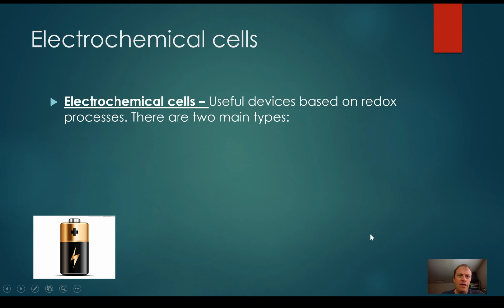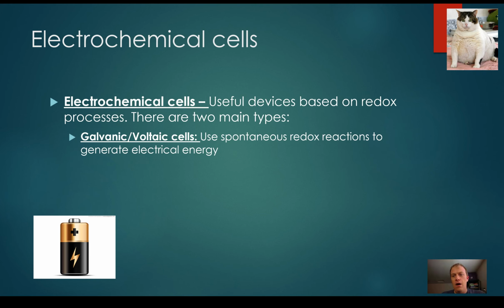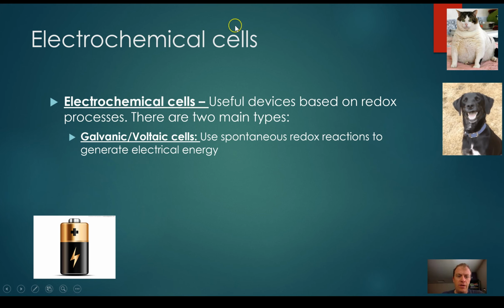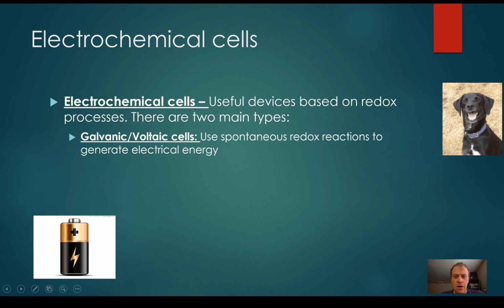Stepping back for a second, this is the part where the notes start, so this is the part that you should write down. Electrochemical cells in general we're going to define as useful devices based on redox processes. And there's two big types. The first type is the one that we're going to be talking about initially here, which is galvanic cells or voltaic cells, which use spontaneous reactions. Remember, spontaneous meaning the reaction happens without constant energy input, to generate electrical energy.